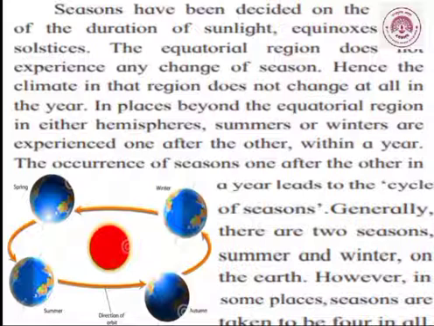Seasons have been decided on the basis of the duration of sunlight, equinoxes and solstices. The equatorial region does not experience any change of season. Hence, the climate in that region does not change at all in the year. In places beyond the equatorial region, in either hemisphere, summers or winters are experienced one after the other within a year. The occurrence of seasons one after the other in a year leads to the cycle of seasons. Generally, there are 2 seasons, summer and winter, on the earth. However, in some places, seasons are taken to be 4 in all.